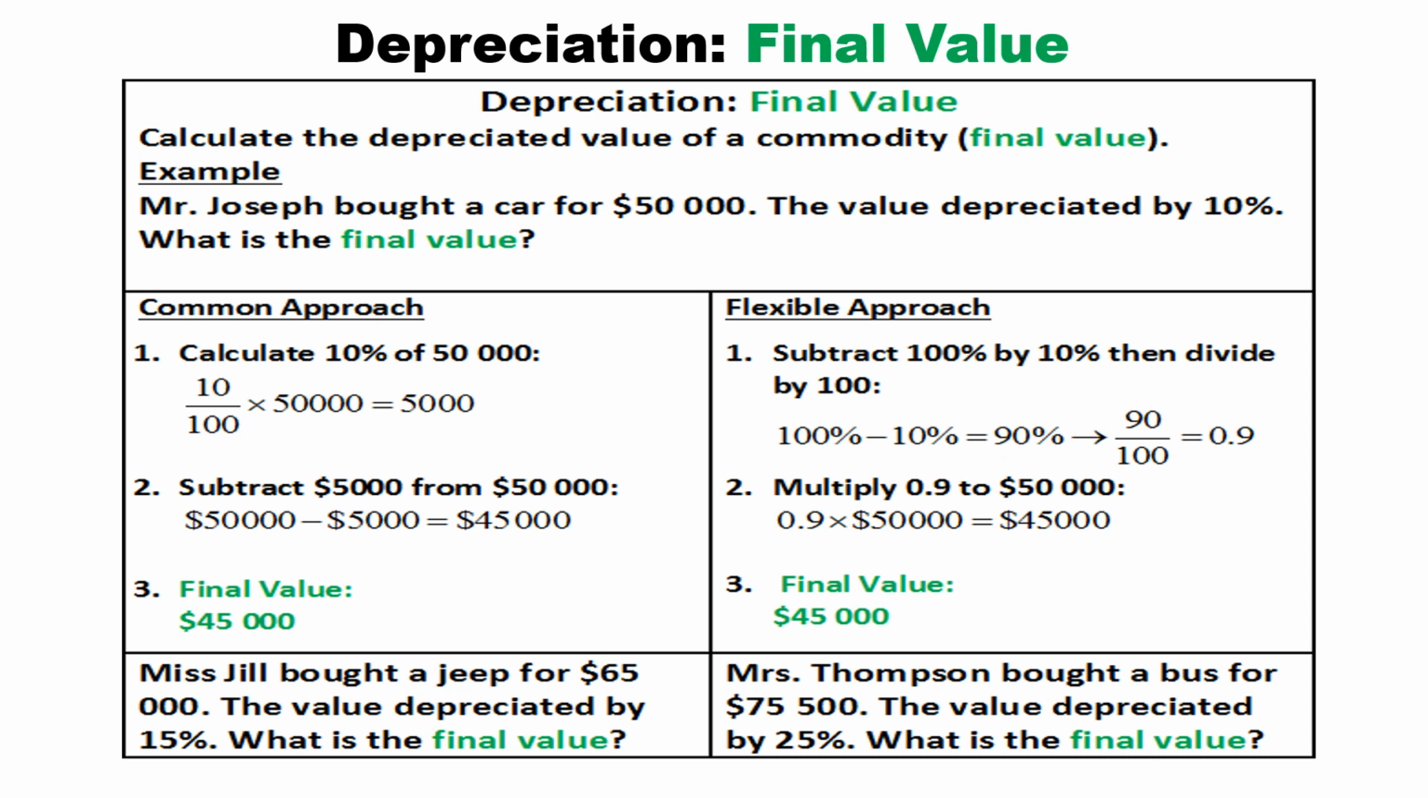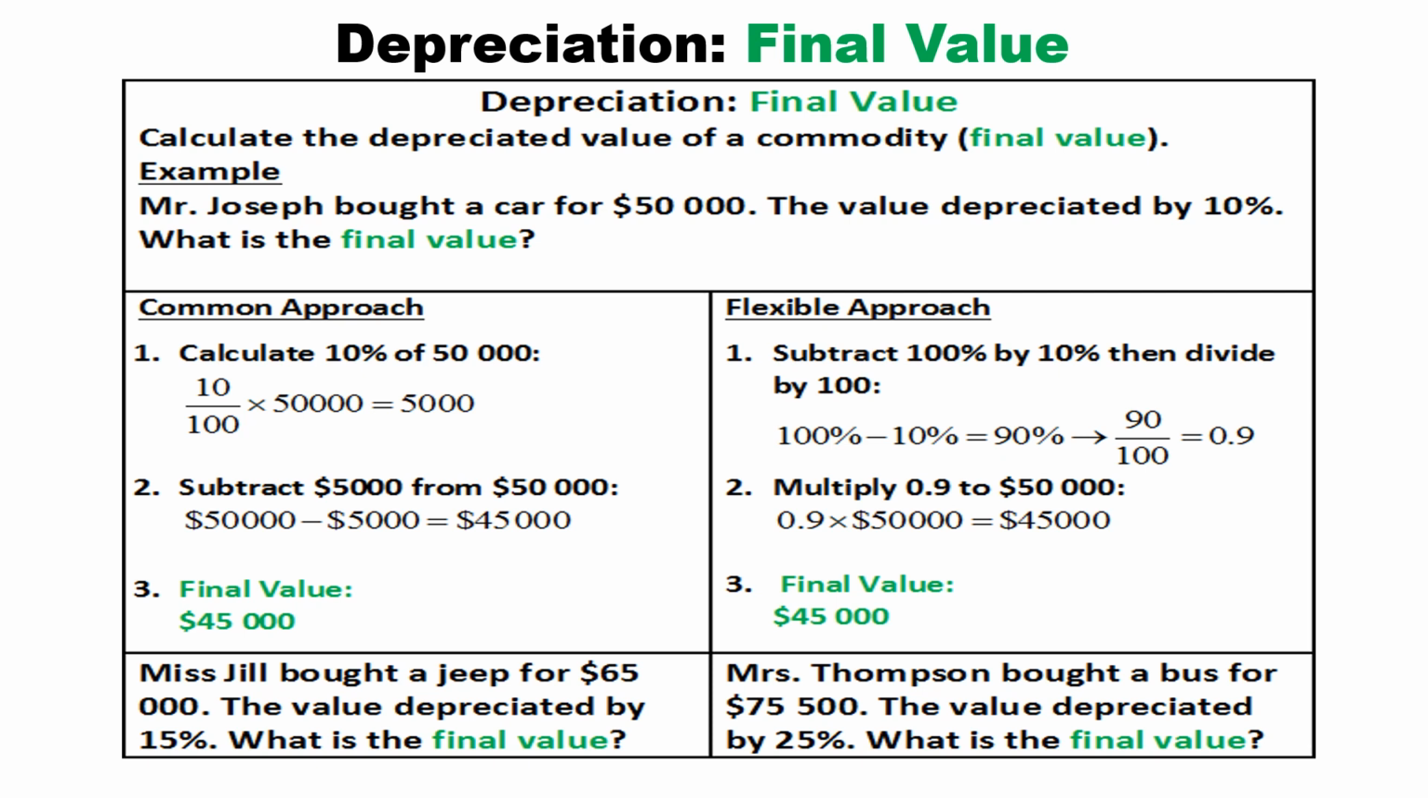PDF number 11, depreciation final value. So number 10 deals with appreciation, that's an increase. Number 11 deals with depreciation, that's a decrease. So it reads, depreciation final value. Calculate the depreciated value of a commodity to get the final value.